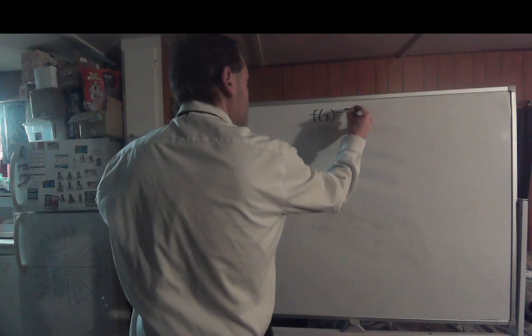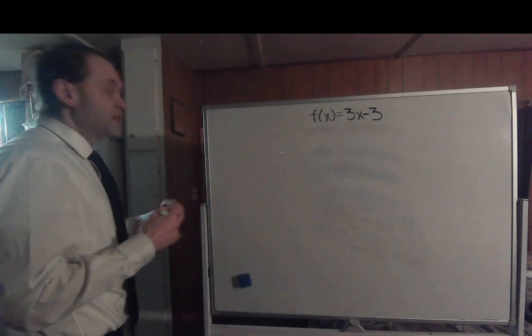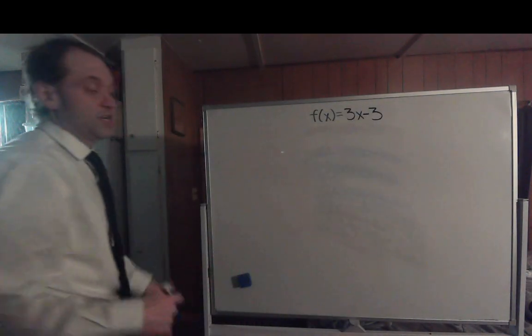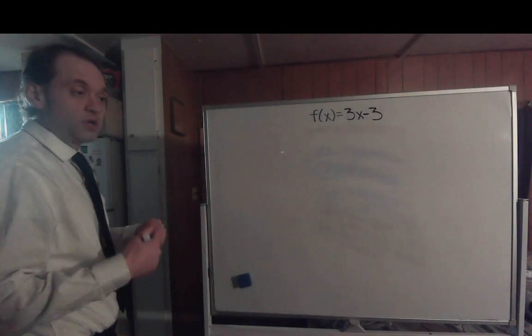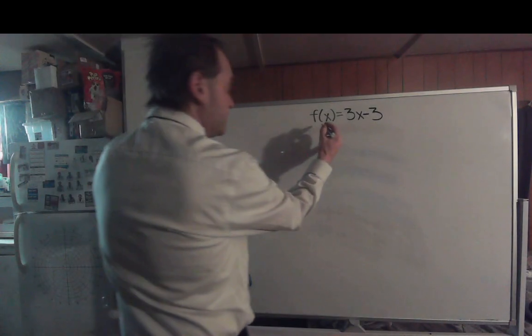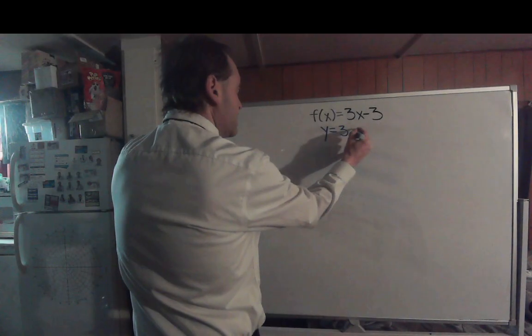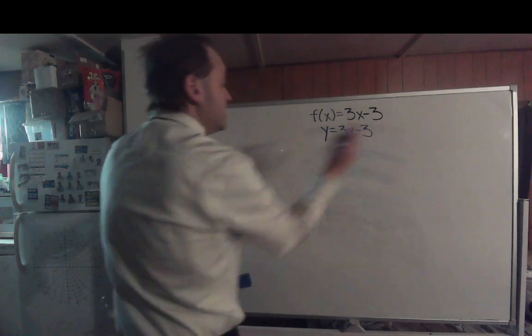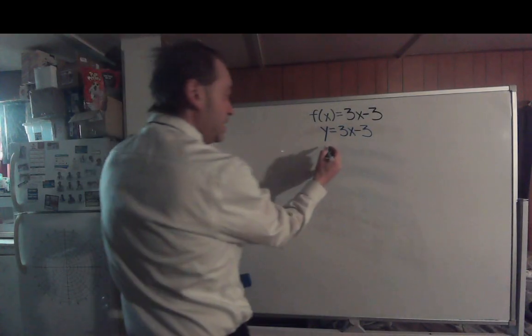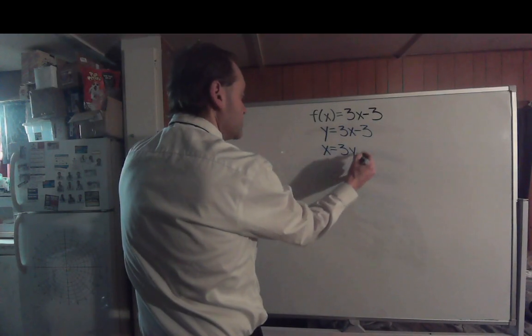F of x equals 3x minus 3. So we have f of x equals 3x minus 3. There's your original function. It's a linear, so that means it's one-to-one. We can take the inverse. So now change that f of x into a y. You'll get y equals 3x minus 3. Now you switch places with the x and y. So you'd end up getting that x equals 3y minus 3.